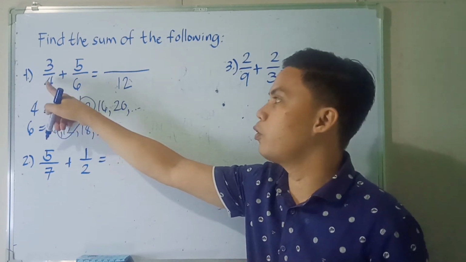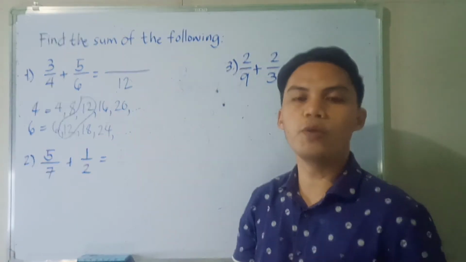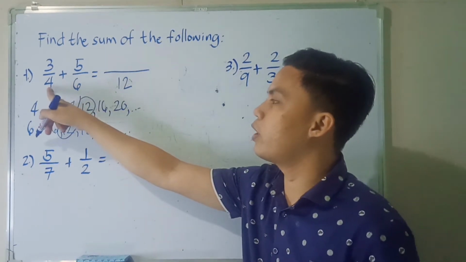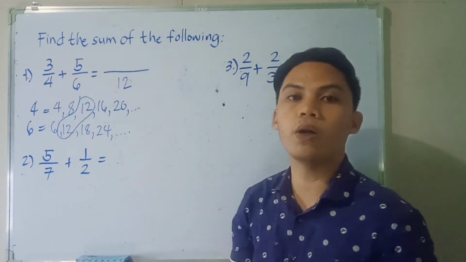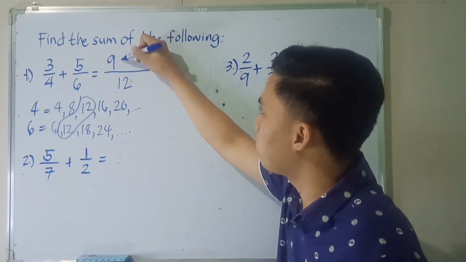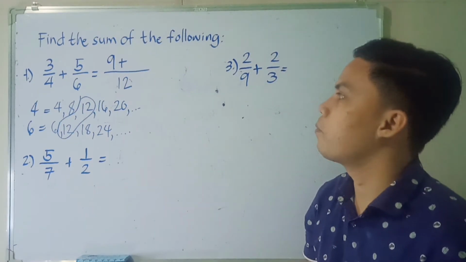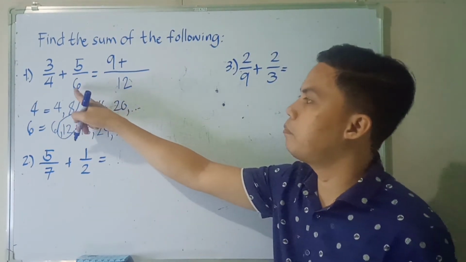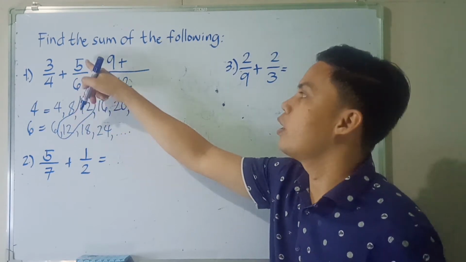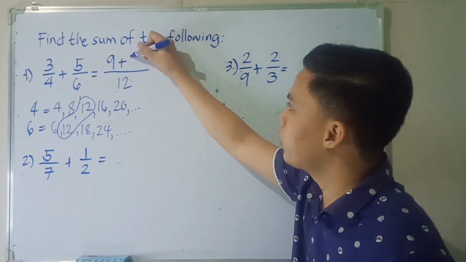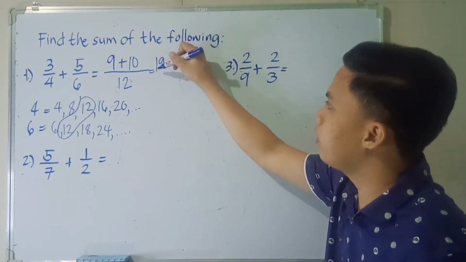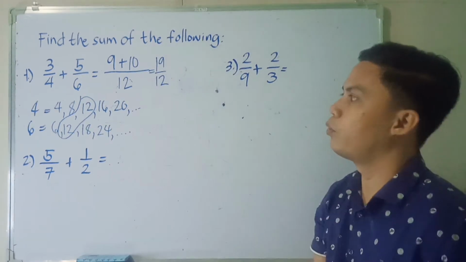Okay, yung 3 na sagot, we're going to multiply it sa numerator ng ating first fraction. So, 12 divided by 4 is 3. 3 times 3 is equal to 9. So, we're going to write here 9. Then, plus. Next, we have 12 divided by 6 is equal to 2. Okay, 2 times 5 is equal to 10. So, you will have 19 over 12.